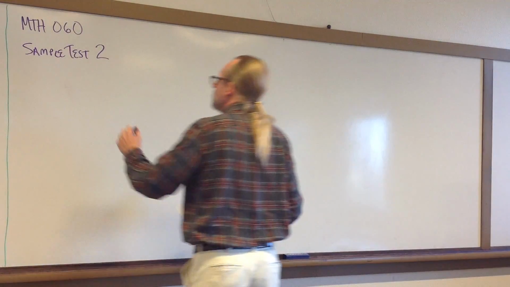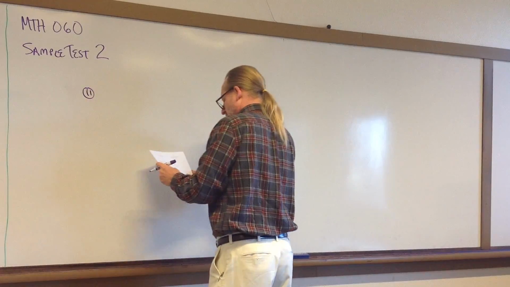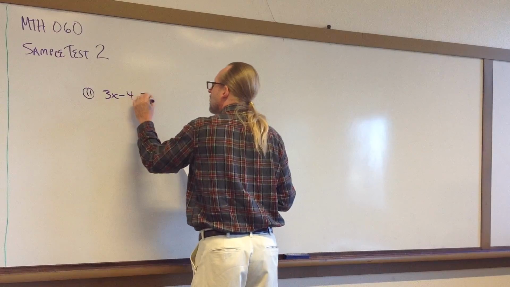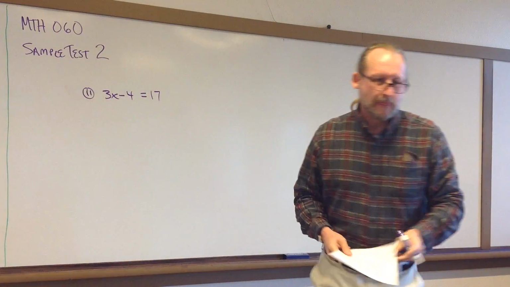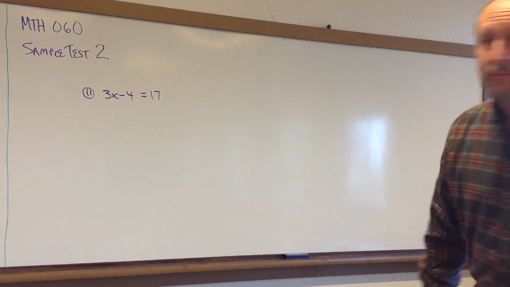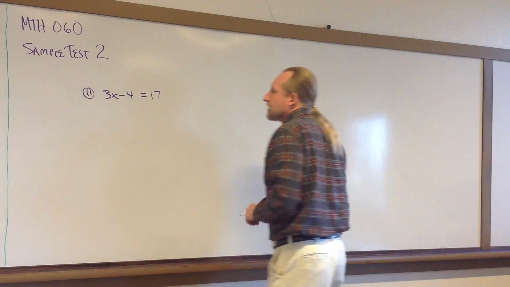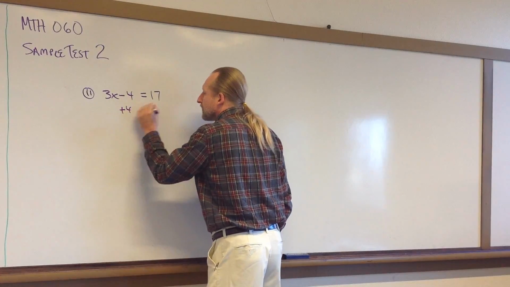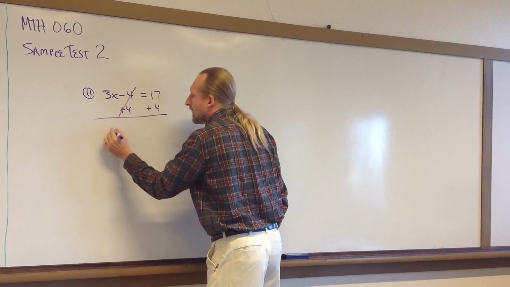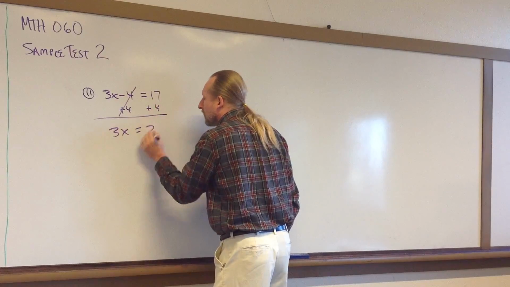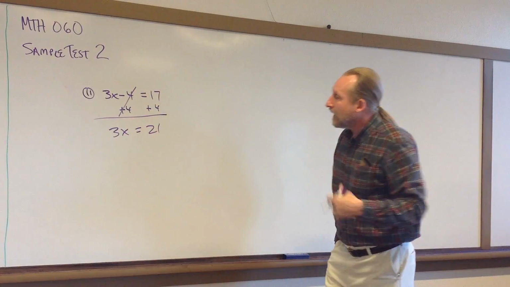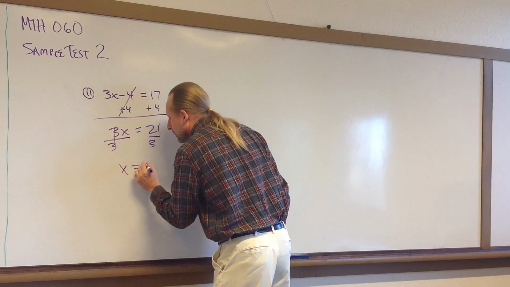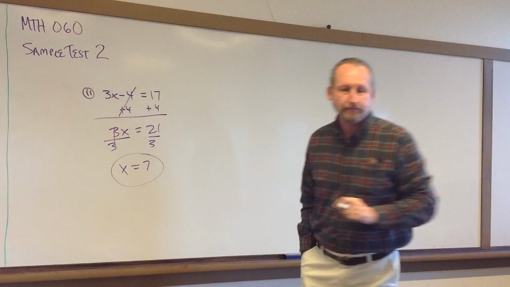Okay, problem 11. We've got 3x minus 4 equal to 17. So this is one of those two-step problems that we had talked about in class. So what we want to do here is add the 4 to both sides. That'll cancel it out here. And over here we'll get 21. And then we can divide on both sides by 3. So x is equal to 7.